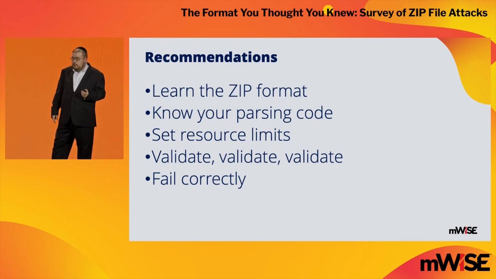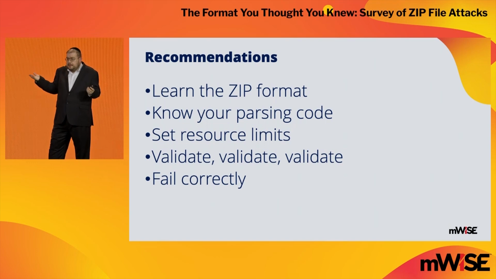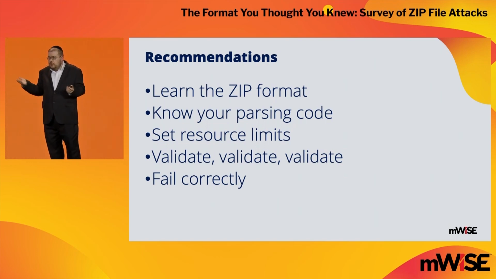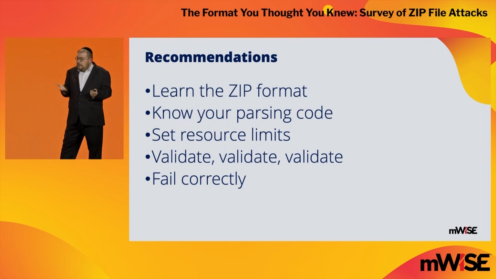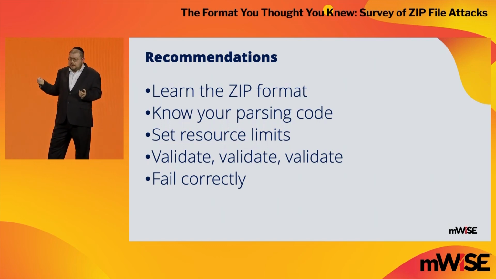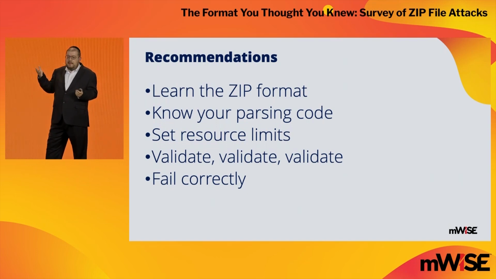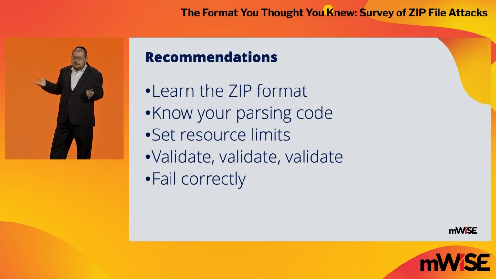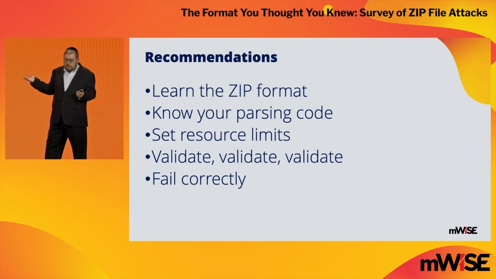You should know who's providing your parsing code. If you have a zip parser, whether it's in your phone, in your smart card, or in your security gateway, where did it come from? It may come from an open source vendor. It may come from somewhere else. You need to know where the code is coming from. Resource limits are very important, especially on the extraction side. Validation: most of these errors are validation errors. In other words, if you validate properly against the format, you won't have most of these issues.